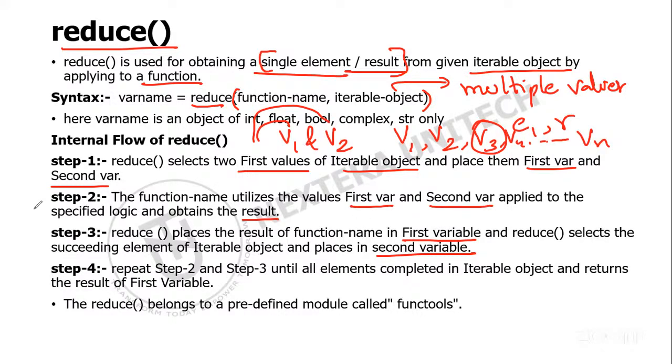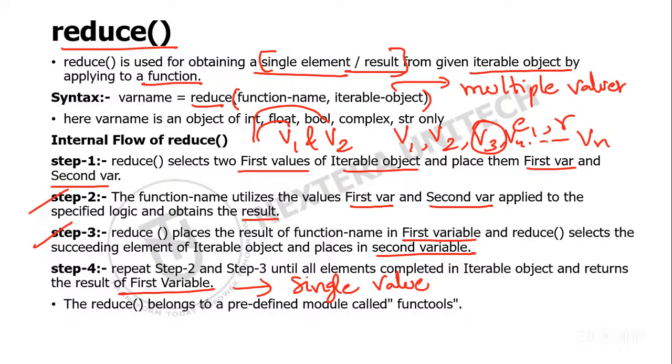It repeats both step 2 and step 3 continuously until it returns only a single value. The process continues, both steps are repeated, and it just returns the result in the first variable. So that is how we are going to get only a single element or result from the reduce function.